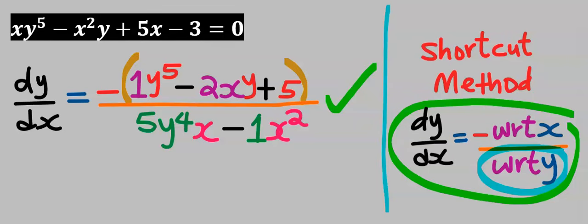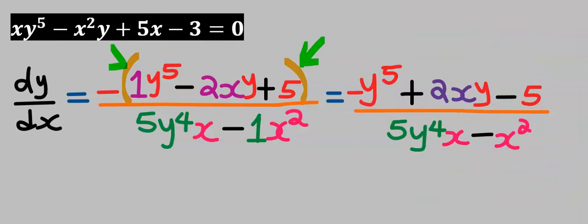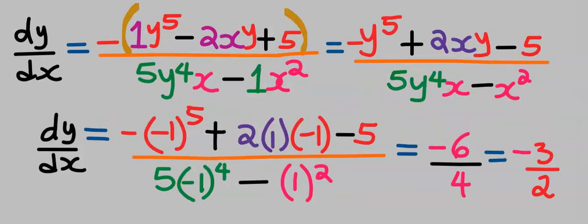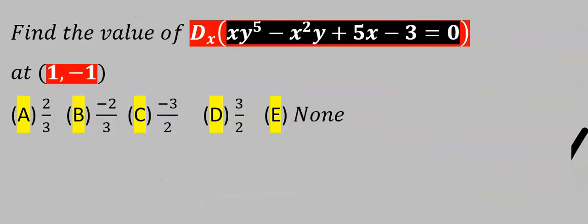Using the shortcut method. Next, you open up this bracket with this negative. Substituting for x equal to 1 and y equal to minus 1. This is our dy dx. From the options, our answer is C.